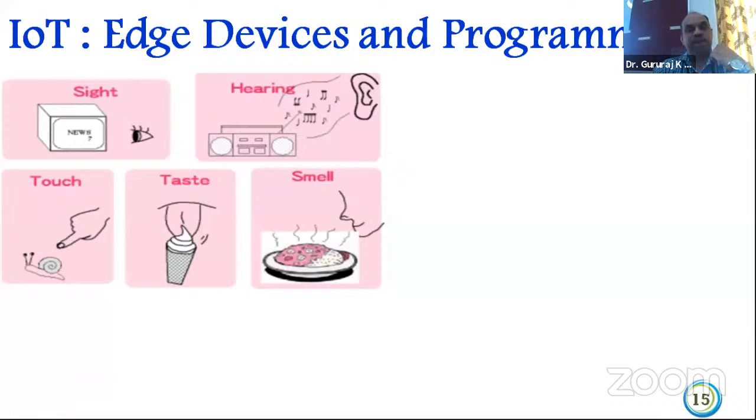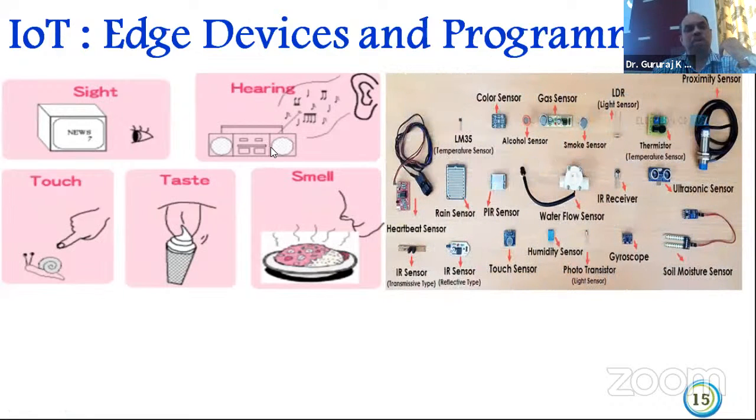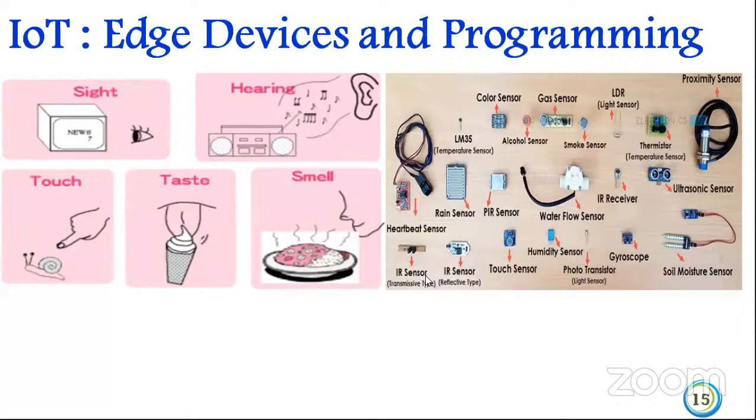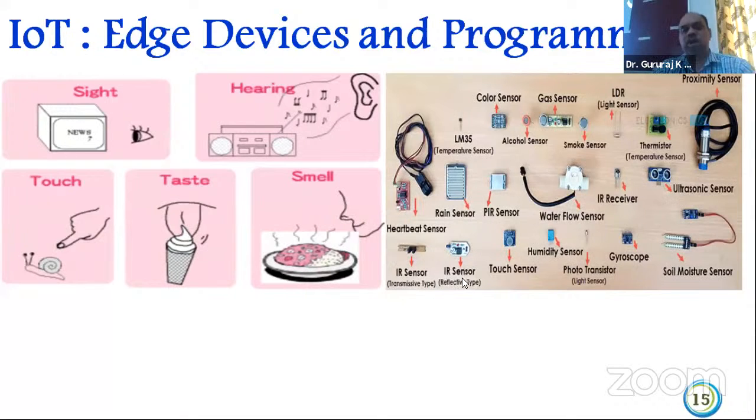And we have sensors at present which almost provide all these sense activities through machines. We have temperature sensors, rain sensors, heartbeat sensors, and IR sensors for transmission and reception. Then we have touch sensors, our mobile touch devices. Then humidity sensors. We have the photo light sensors, and the gyroscope to identify the direction of the device, which east-west direction it is moving.